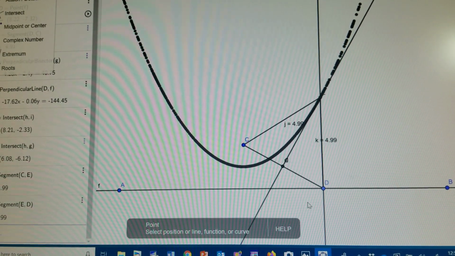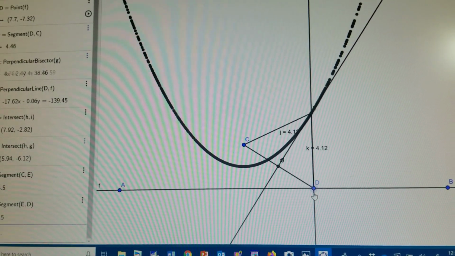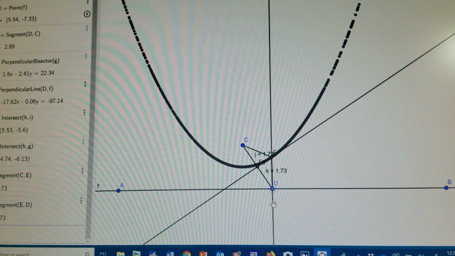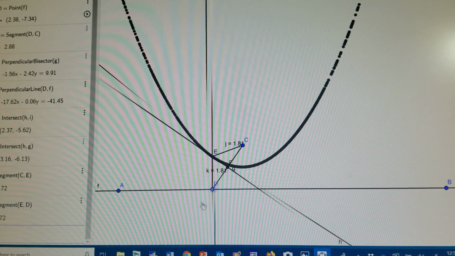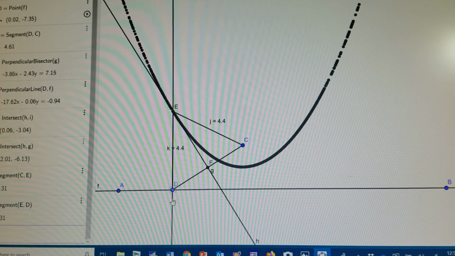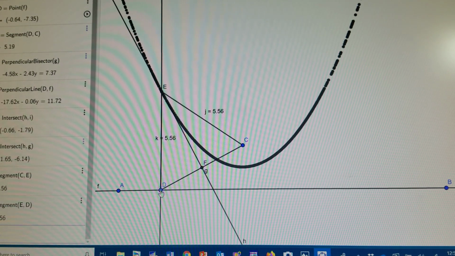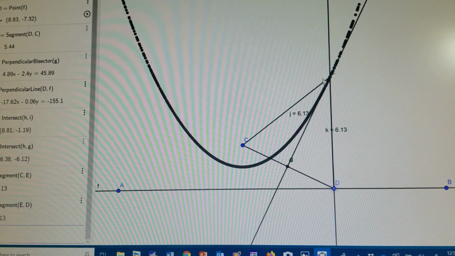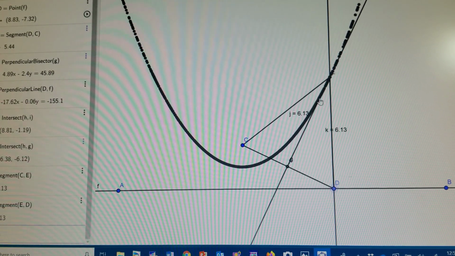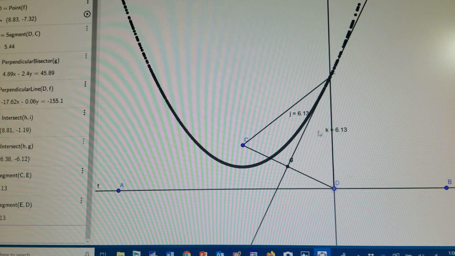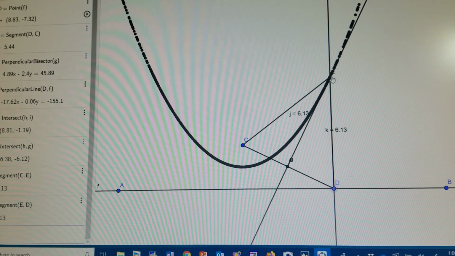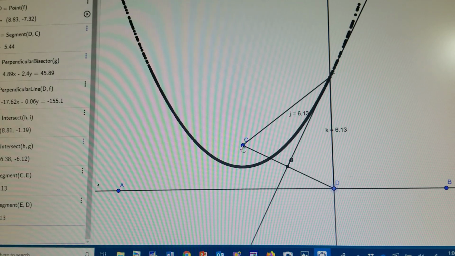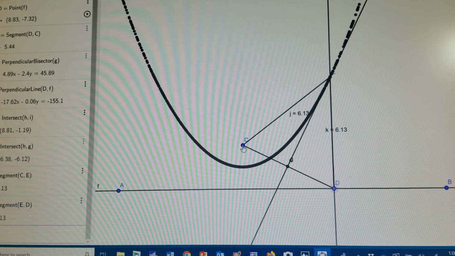Let me see what happened to the other point. Oh, no matter where I move it, that distance stays the same. Then let's talk about the parabola. A parabola is a set of points. These are all points, and all together they are called a set, where every point has the same distance to a point and a line. That point is called the focal point.